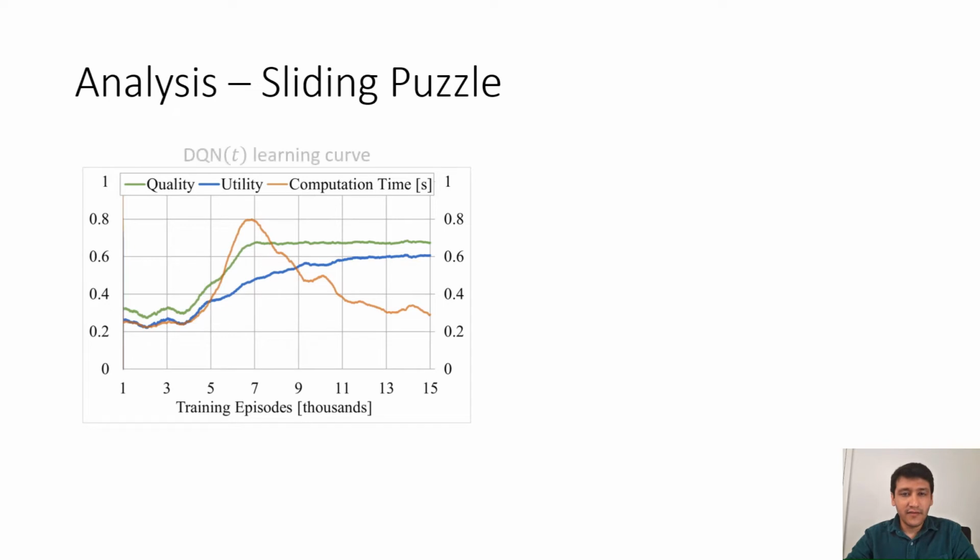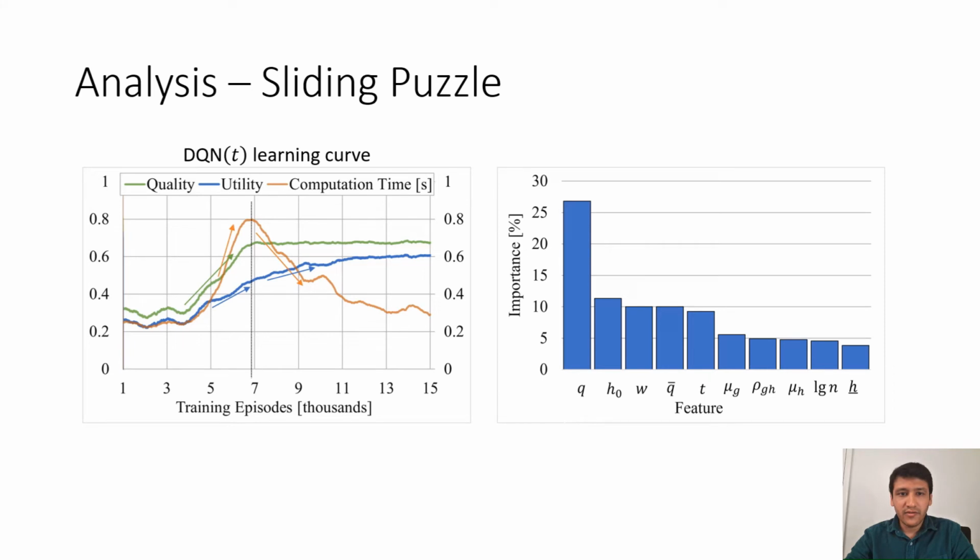This is the learning curve for DQ&T approach on sliding puzzle. The green curve shows the average quality, the red curve shows the average computation time, and the blue curve shows the average time-dependent utility as a function of training episodes. The task of the agent is to learn to maximize the time-dependent utility. To do that, it appears that the agent initially learns to optimize the solution quality even if at the expense of computation time. Later, after about 7,000 training episodes, it learns to interrupt the search earlier in order to continue improving the time-dependent utility.